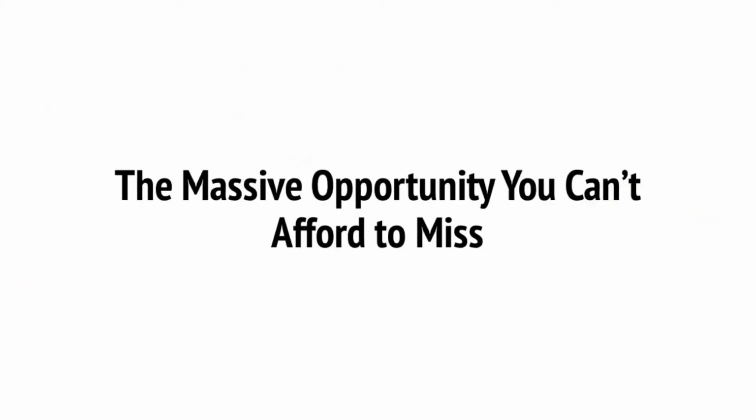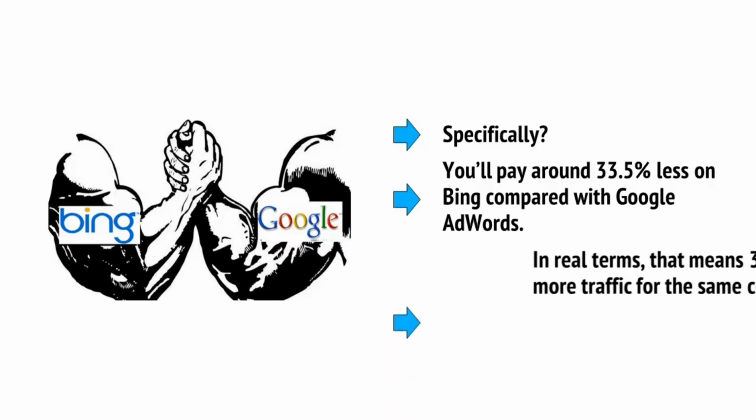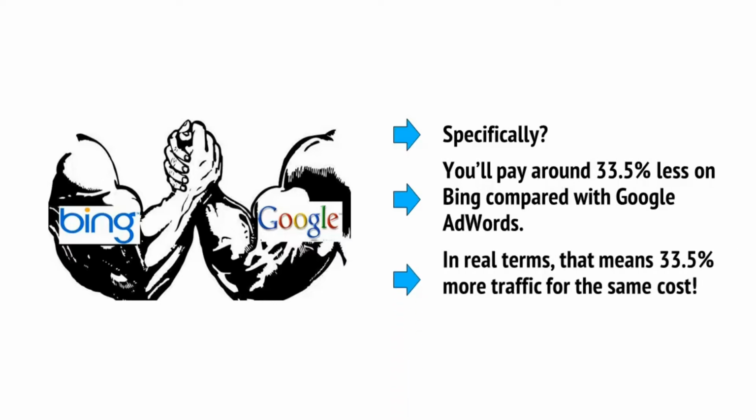And one last thing to consider is that Bing offers a lot of opportunity for the savvy SEO slash webmaster. Why is that? Well, simply because Bing is lesser known and there are fewer people trying to rank there. Likewise, there are fewer people paying for PPC. That means you'll pay less per click and you'll find it much easier to get to the top of the SERPs. Specifically, you'll pay around 33.5% less on Bing compared with Google AdWords. In real terms, that means 33.5% more traffic for the same cost.